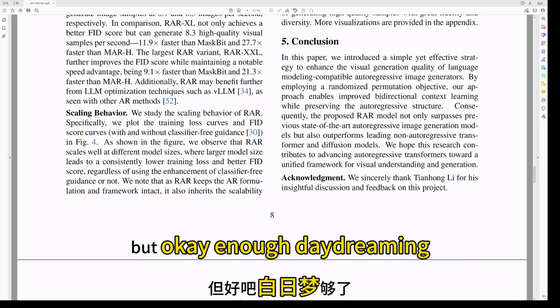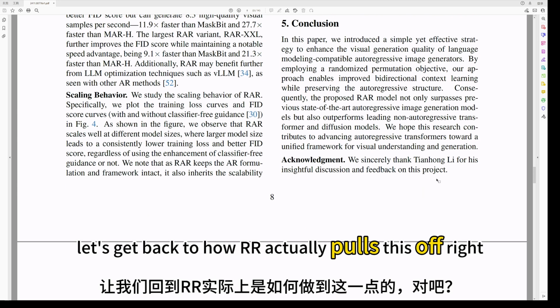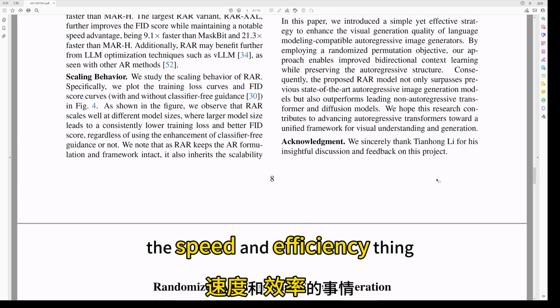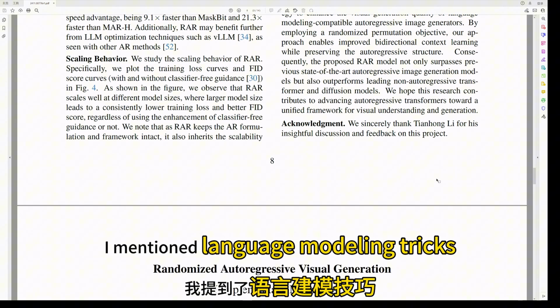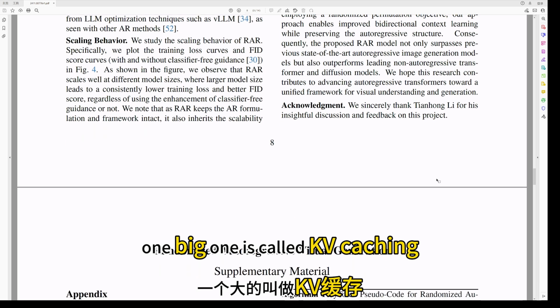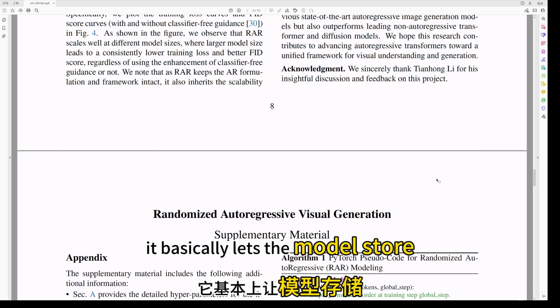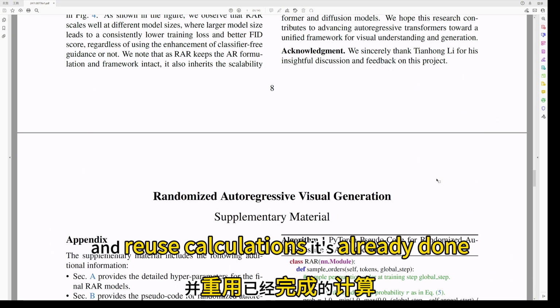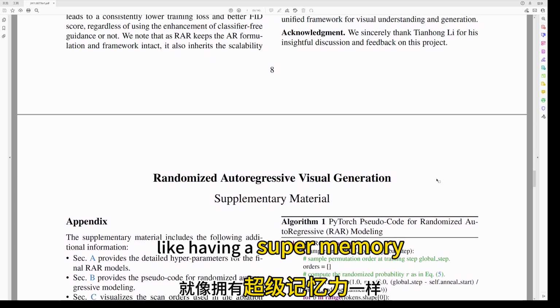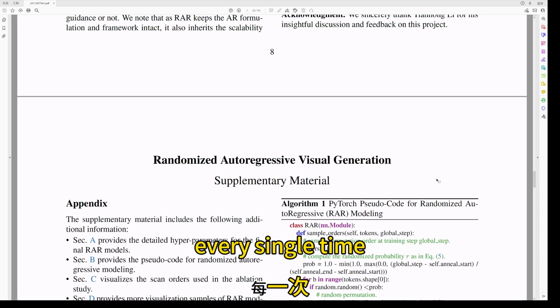But, okay, enough daydreaming. Let's get back to how RAR actually pulls this off. Right, the speed and efficiency thing. I mentioned language modeling tricks. Yep. One big one is called KV caching. KV what now? It basically lets the model store and reuse calculations it's already done, like having a super memory. So it doesn't have to start from scratch every single time.